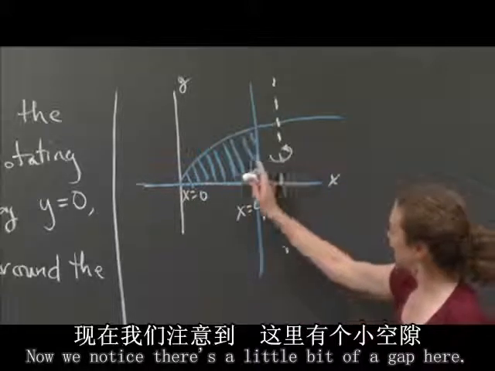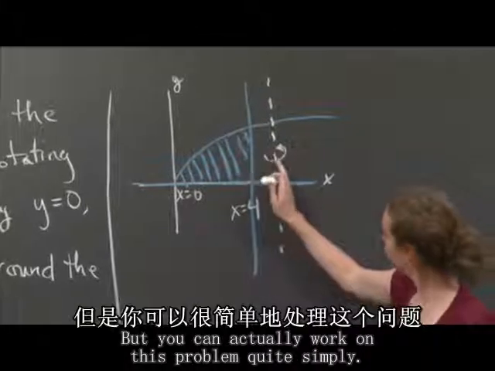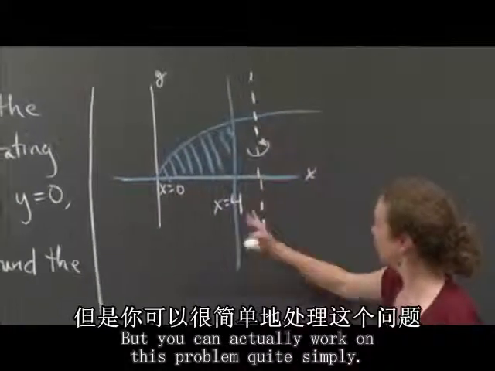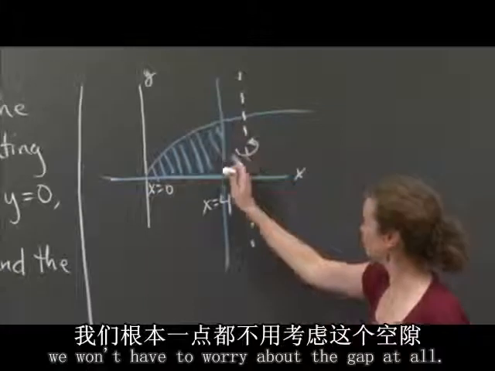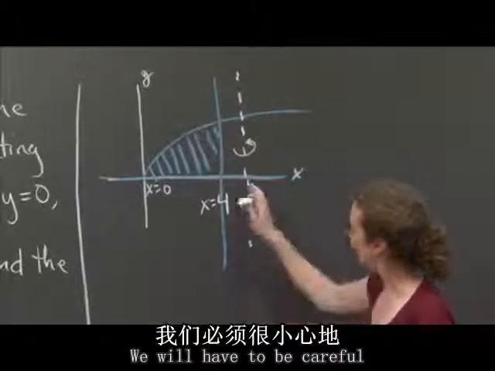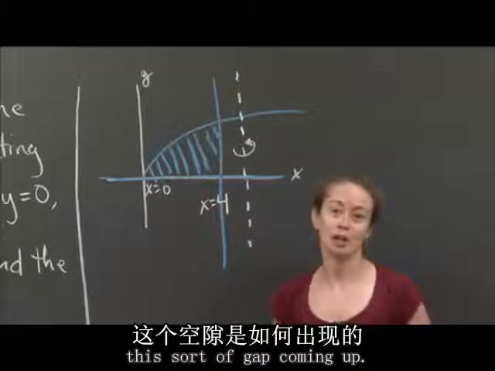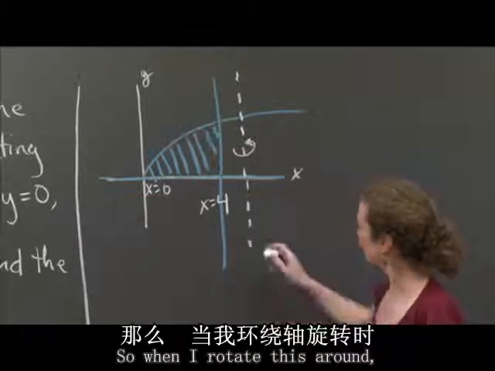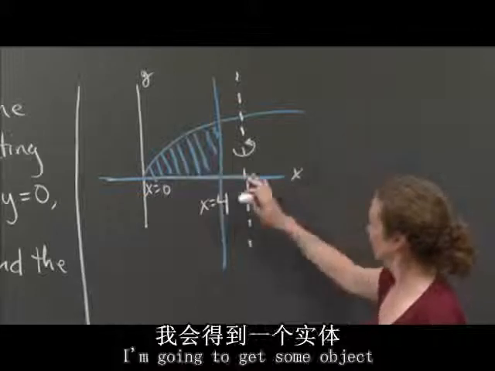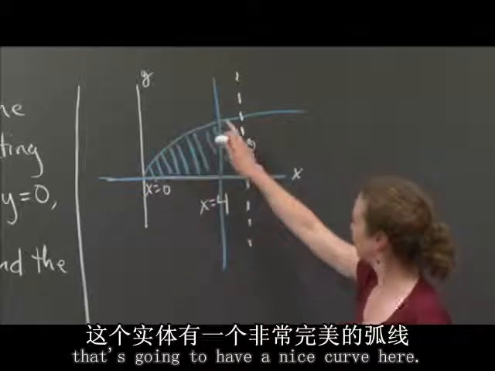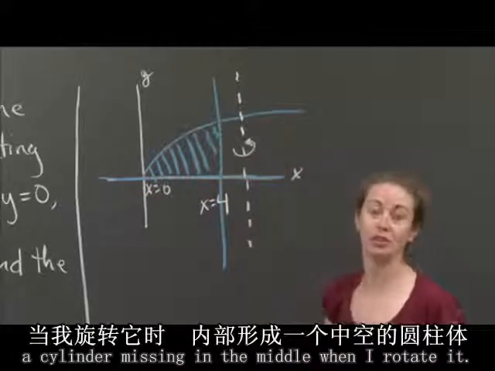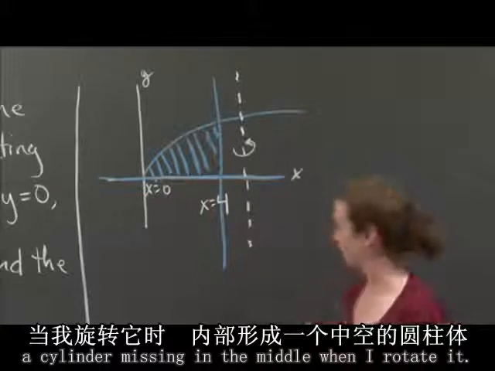Now, we notice there's a little bit of a gap here. But you can actually work on this problem quite simply. If we use the shell method, we won't have to worry about the gap at all. We will have to be careful in how we determine our radius. That's actually where you'll see this gap coming up. When I rotate this around, I'm going to get some object with a nice curve here, and there's going to be a little cutout, a cylinder missing in the middle.